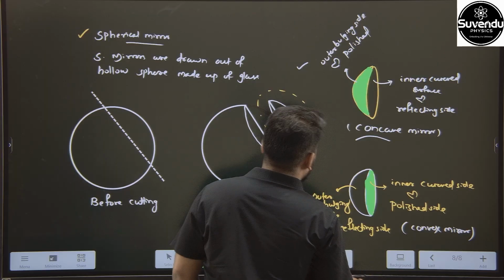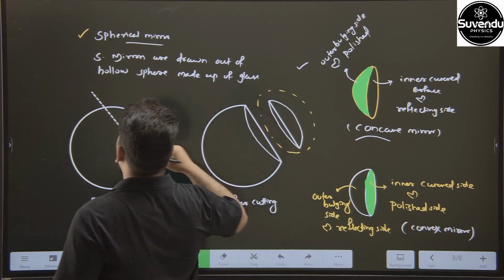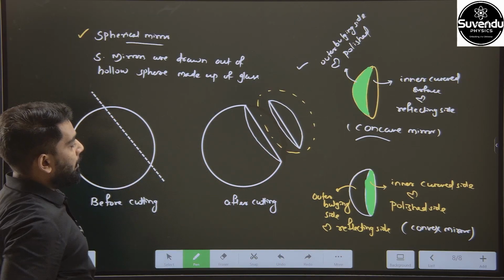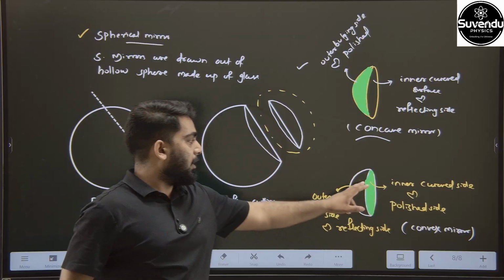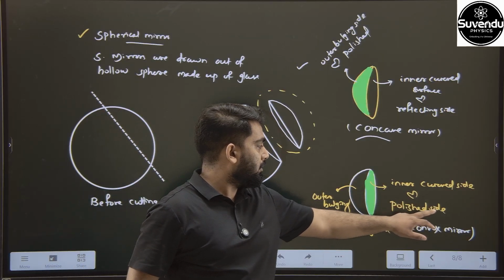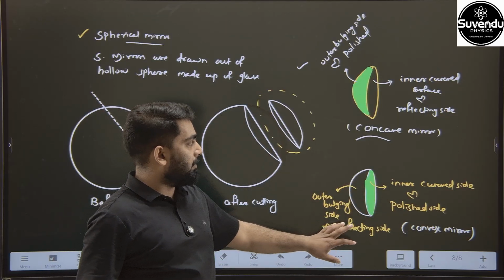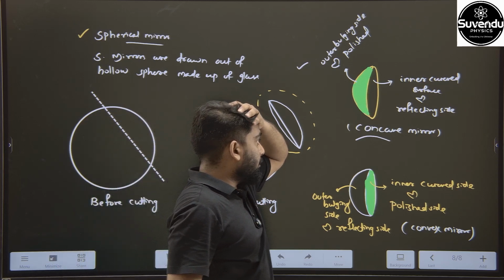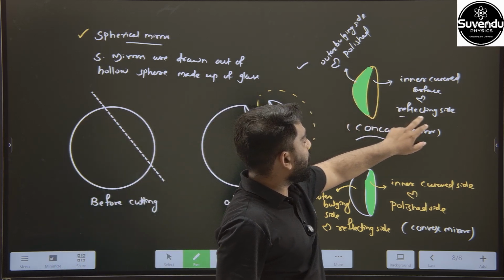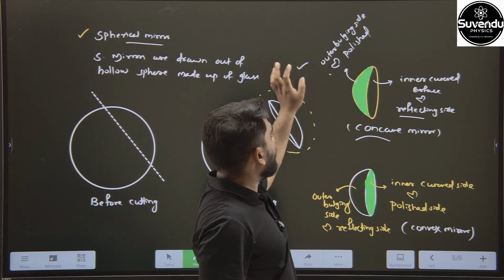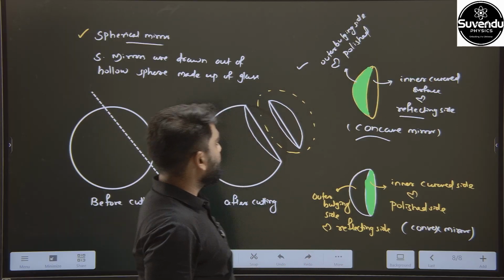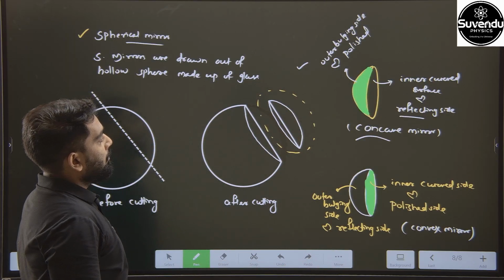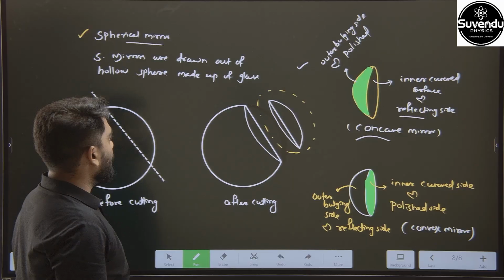Now we can write the definition. I will not write, you have to write in your own language. What is the meaning of convex mirror? The spherical mirror whose inner curved surface is polished and outer bulging side is reflecting side, that is called convex mirror. And in case of concave mirror, the inner curved surface is reflecting side and outer bulging side is made polished, that is your concave mirror. I think it is clear to all of you.